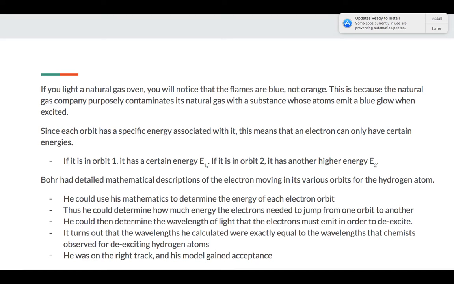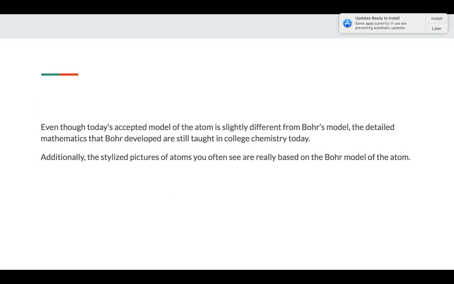And it turns out that the wavelengths he calculated were exactly equal to the wavelengths the chemists observed for de-exciting hydrogen atoms. And he was on the right track, and so his model gained acceptance. So even though today's accepted model of the atom is a little bit different from Bohr's model, his very detailed mathematics that he developed are still taught in college chemistry today. And additionally, the stylized pictures of atoms you see are actually really based on Bohr's model of the atom.